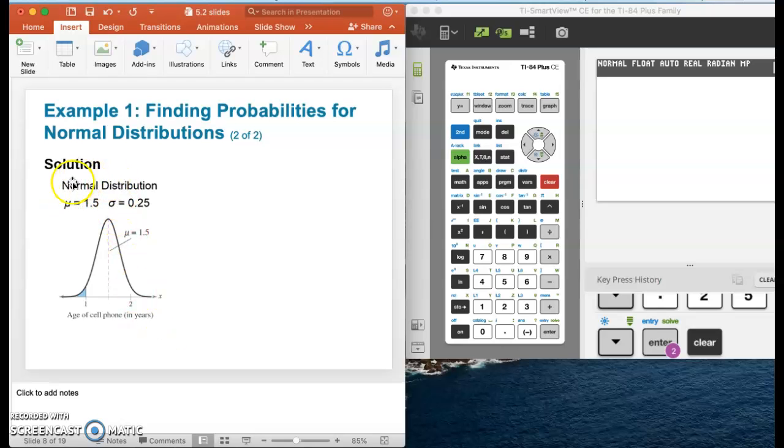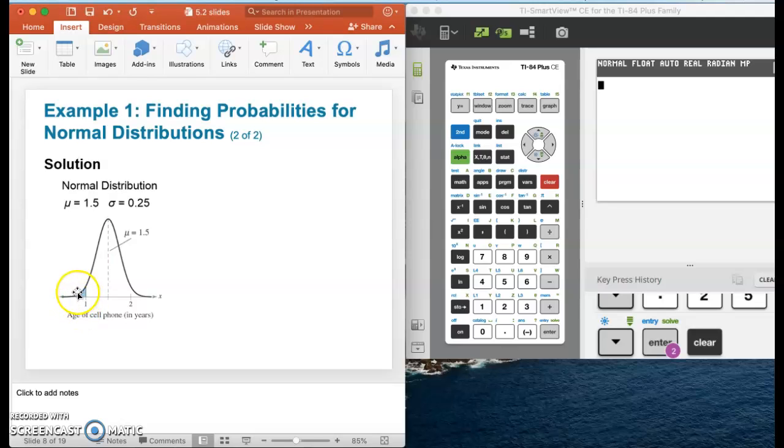Okay, so we know it's normally distributed. We're given the mean is 1.5. The standard deviation is 0.25. So now we can draw a curve of what that would look like. The mean is right here in the center. That's 1.5. And we're trying to find the probability that the user will use the cell phone for less than 1 year. So we're looking for the area under the curve that's shaded in blue, below 1.